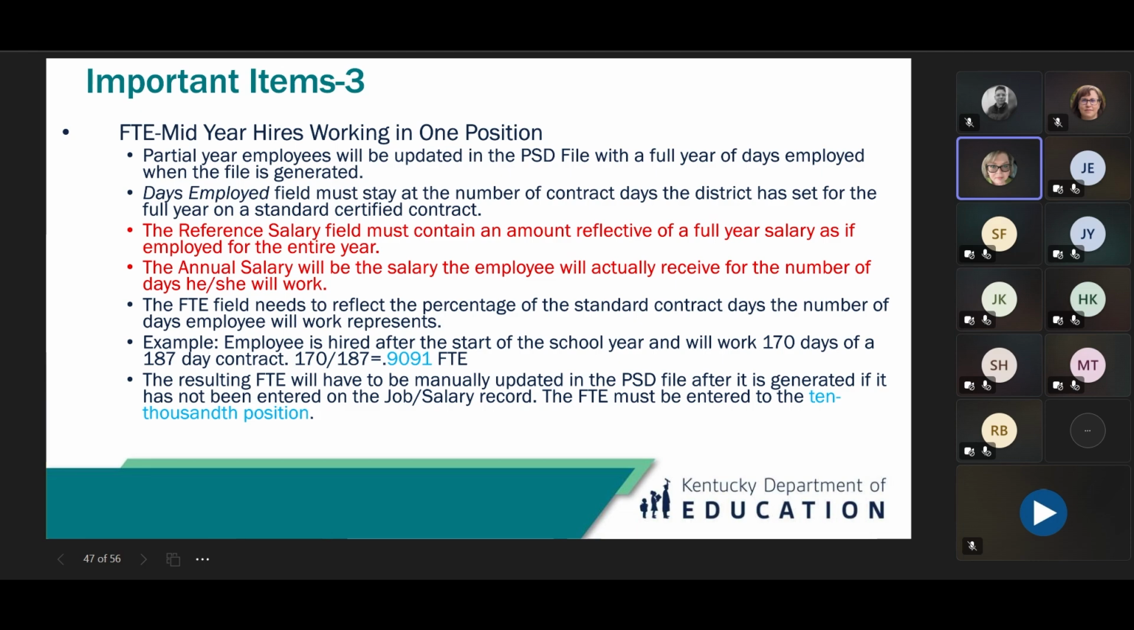You simply divide the 170 by 187, and it gives you a 0.9091 FTE. And the next bullet is telling you that it has to be to the 10,000th percent. So you've got to have 4 digits after your decimal, but that will be your FTE. It's what drives all of these things that pull over to the records themselves.